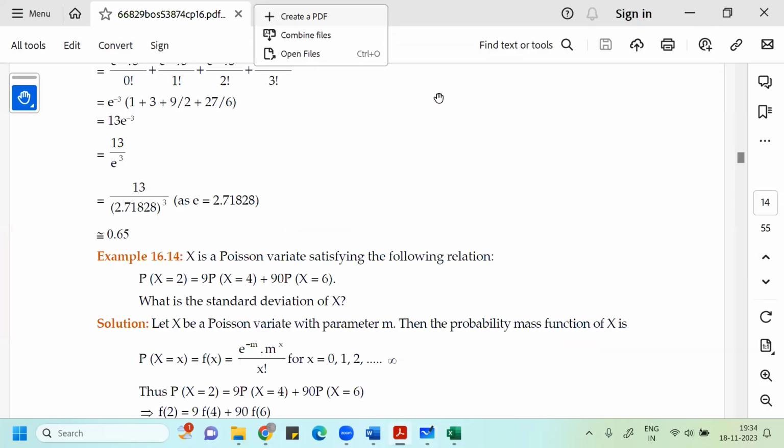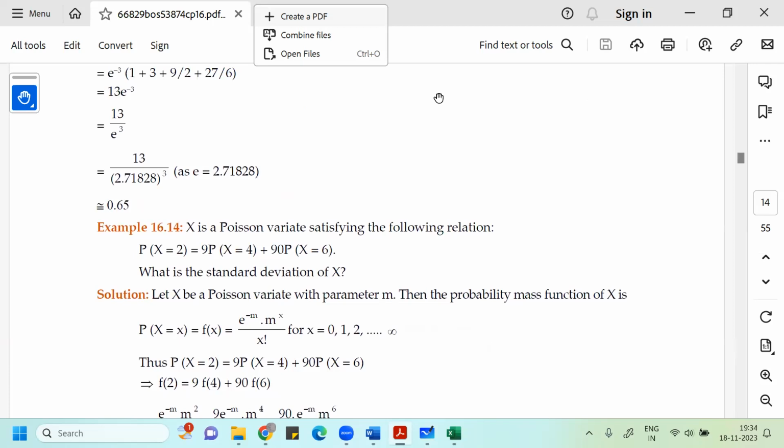Yeah, so try this example 16.14. You should be comfortable in doing these kinds of questions because in the CA Foundation final exam, you will definitely get questions like this. Okay, everyone, you want to try this example 16.14?